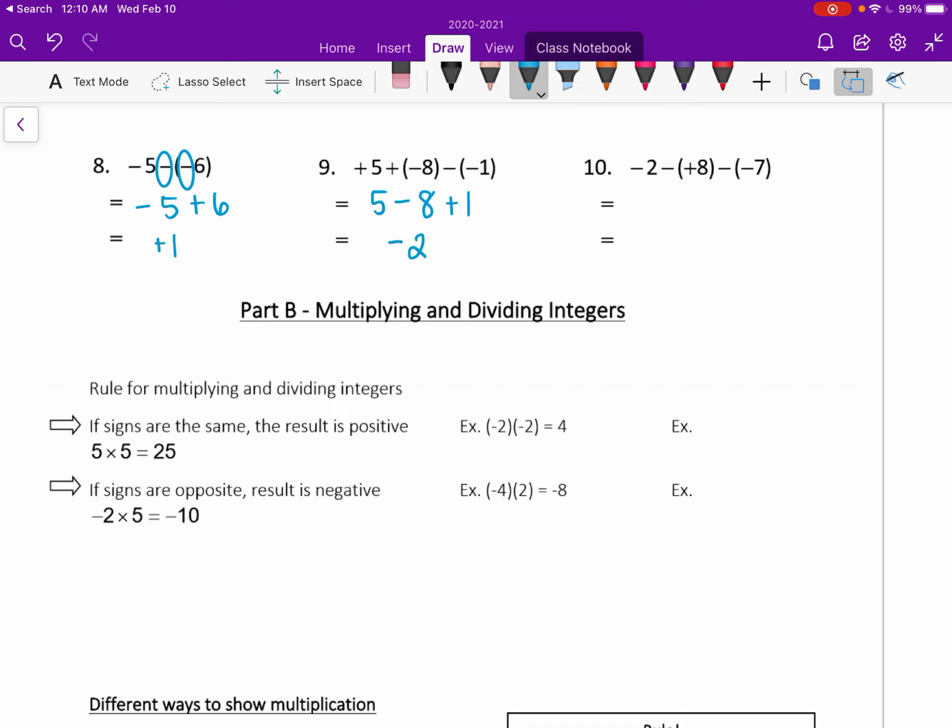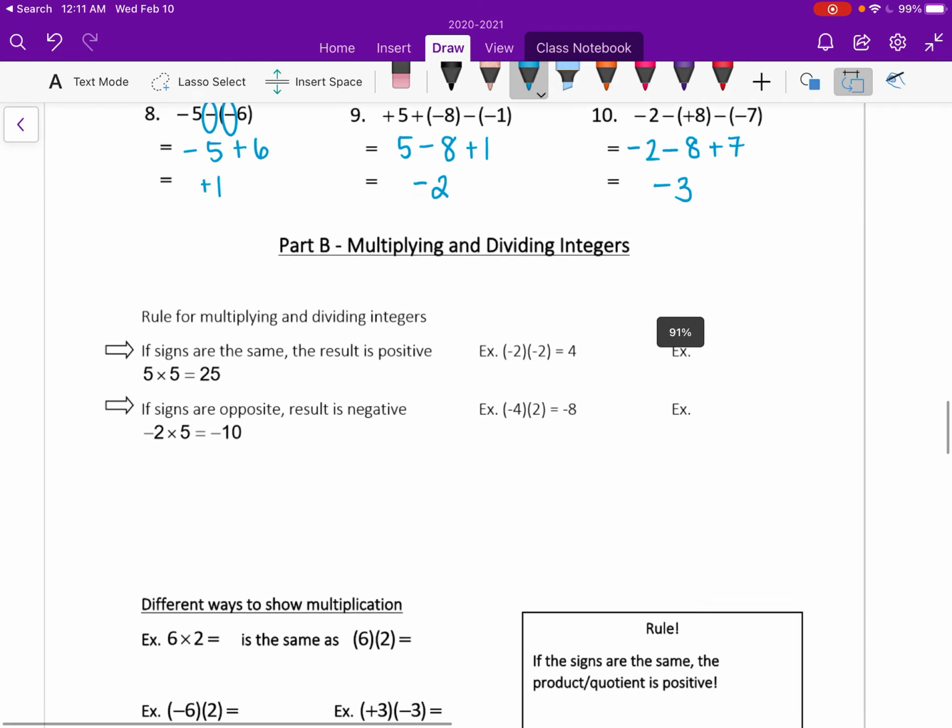Again, it becomes a little bit more complicated. We have a negative 2. We're just going to leave the negative 2 as is. Then we have a negative and a positive, and that's going to give us a negative because they're opposite signs. And then we have a negative and a negative, and that's going to give us a positive because they're the same sign. So then I have negative 2 minus 8, which is going to give me negative 10, plus 7, which is going to give me negative 3. And that's it.